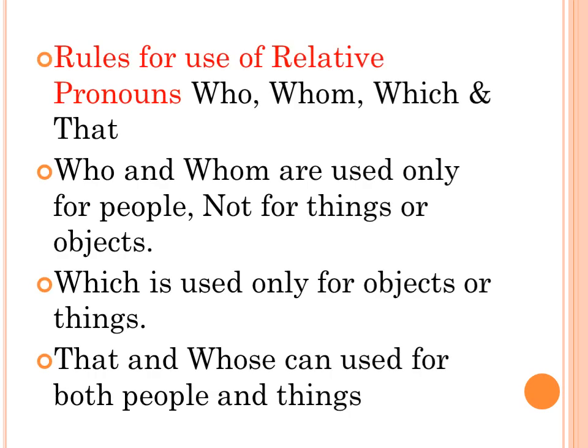When the words who, whom, which, and that are used as relative pronouns, there are certain rules to be followed. Who and whom are used only for people, not for things or objects. The relative pronoun which is used only for objects or things. It is never used for people. The relative pronouns that and whose can be used for both people and things.